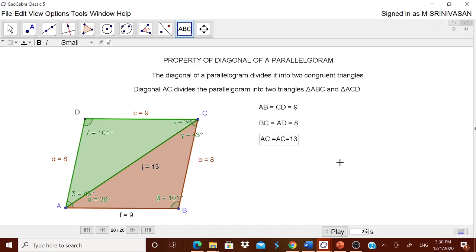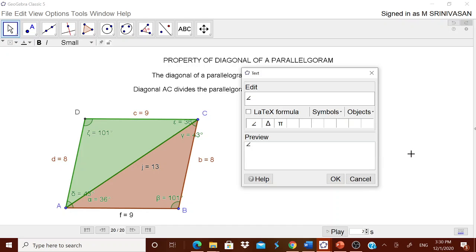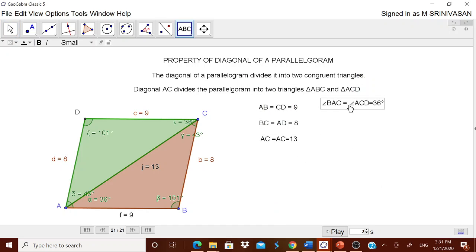Now you have to prove that the corresponding angles are also equal. Therefore you can type in symbol, you can take this symbol. First we will go for the angle BAC. BAC is equal to, now you see this alpha is 36. You remember that angle ACD, angle ACD is equal to, either you can take alpha or whatever, I think alpha is there, therefore better to take alpha, both are one and the same. Therefore one angle I got equal.